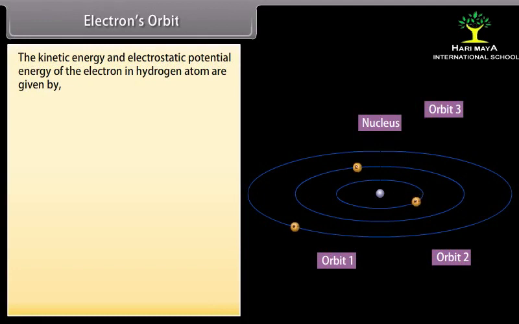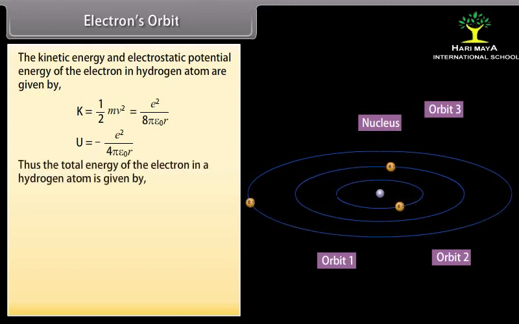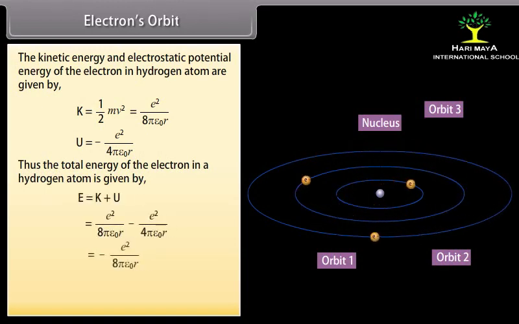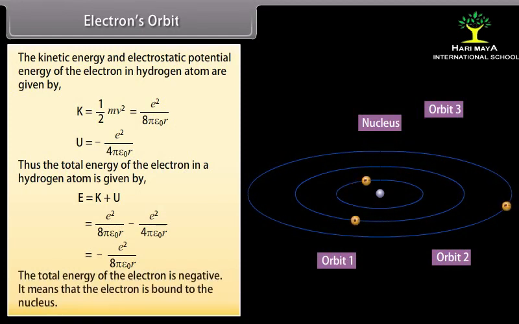The kinetic energy and electrostatic potential energy of the electron in a hydrogen atom are given by K equals 1 upon 2 mv square, which equals e square upon 8 pi epsilon naught r, and U is equal to minus e square upon 4 pi epsilon naught r. Thus, the total energy of the electron in a hydrogen atom is given by E as K plus U, which is equal to minus e square upon 8 pi epsilon naught r. The total energy of the electron is negative. It means that the electron is bound to the nucleus.